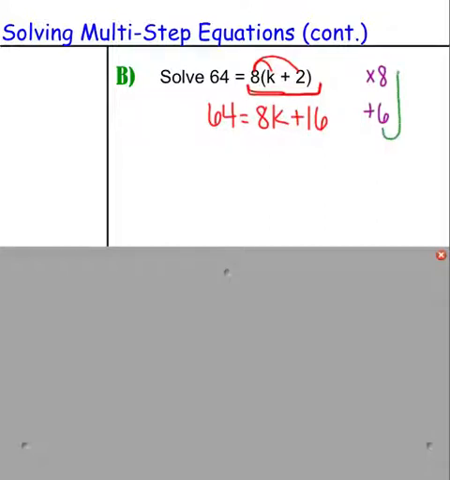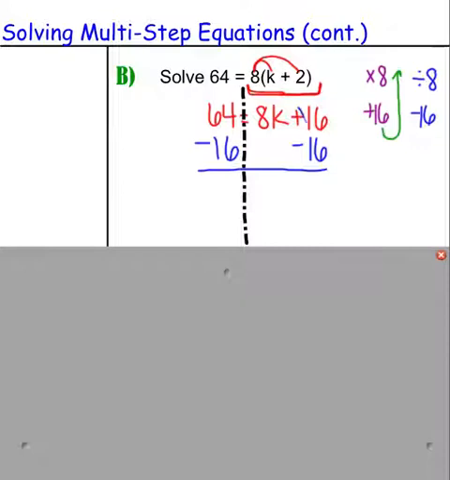So we're going to go ahead and do our U-turn, and our U-turn is going to result in doing the opposite, which is subtracting 16 and then dividing by 8. So that's what I'm going to do. So the first thing I'm going to do, and I apologize, this should be 16 and 16 here. So let's subtract 16 from both sides. And once again, if it helps you, put that dividing bar in. So then when I subtract 16, that cancels this, leaving me with 8k.